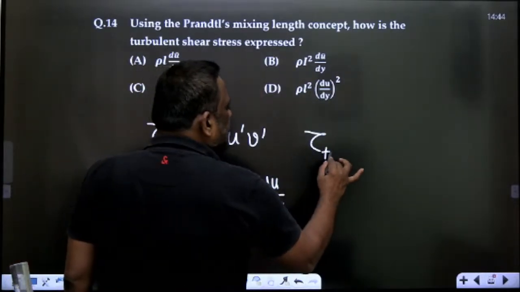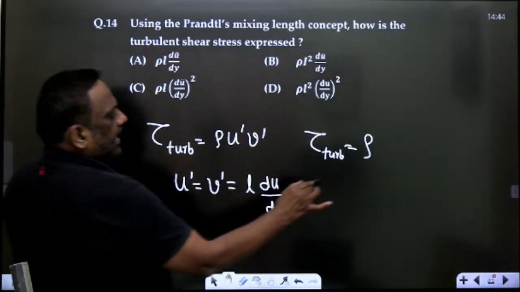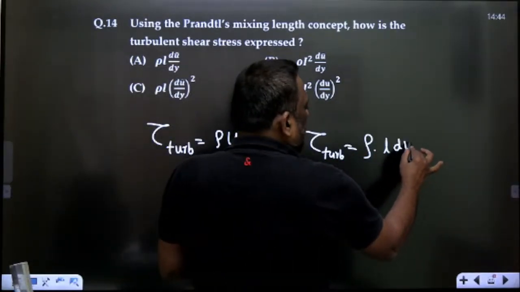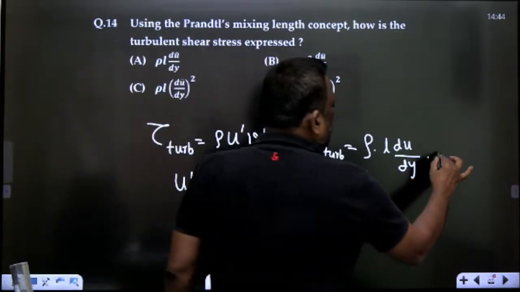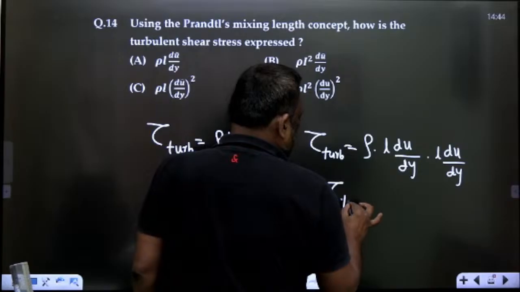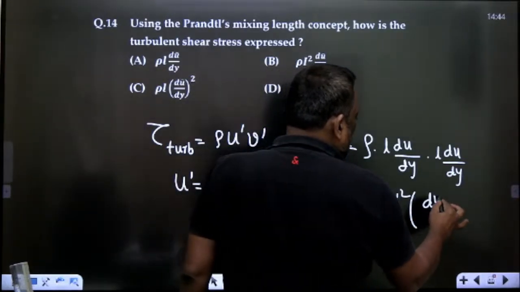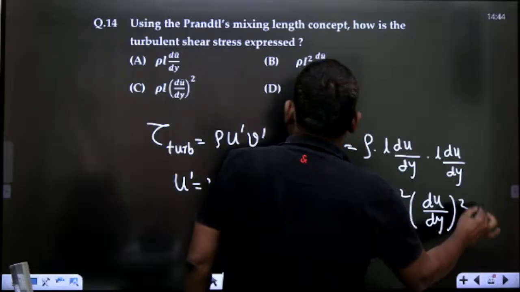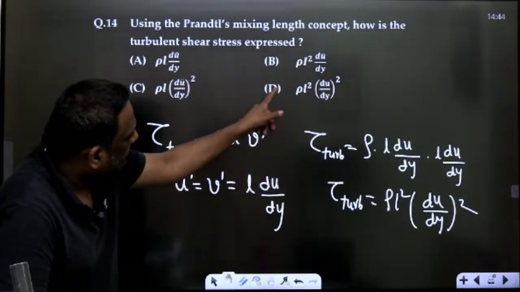So shear stress in turbulent flow is given by rho. What is u dash? L du by dy. And what is v dash? v dash is also L du by dy. So therefore, the turbulent shear stress is given by rho L square, du by dy whole square. So what is the answer, sir? I think D is the right answer.